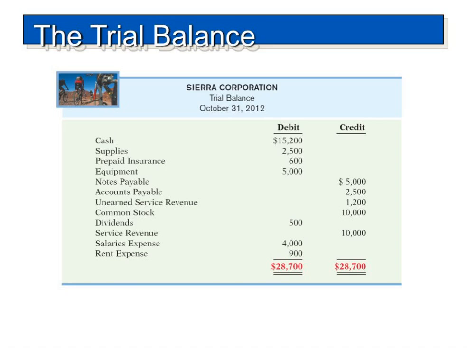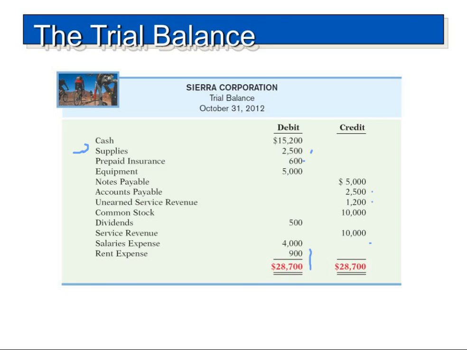Now, once we've transferred all the information from the journal to the individual ledger cards, at the end of the accounting period, we summarize the ledger cards. We have cash. It has a balance of $15,200. We know that's a debit balance. Supplies has a debit balance of $2,500. Prepaid insurance, equipment, notes payable has a credit balance of $5,000. Accounts payable $2,500. Common stock has a credit balance of $10,000. It earned revenue during the year, so service revenue has a credit balance of $10,000, and we paid these expenses.